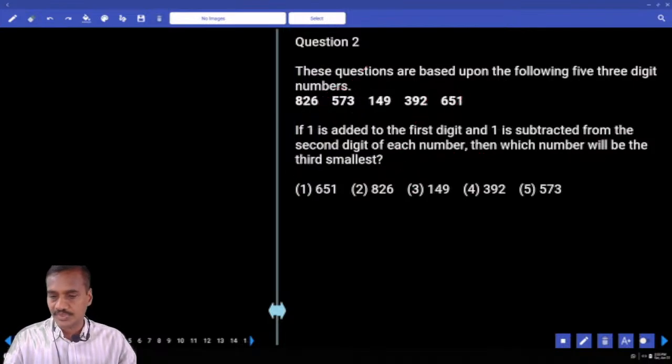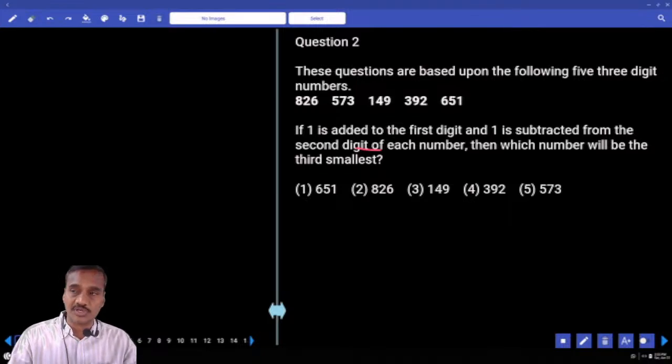Then question number 2. 1 is added to the first digit and 1 is subtracted from the second digit of each number. Then which number will be the third smallest? Now the third smallest is always based on the first digit. Now the first digit, what is happening here? 1 is added to the first digit. Then which of the numbers will be the third smallest? What happened? The number 826 stays the same.